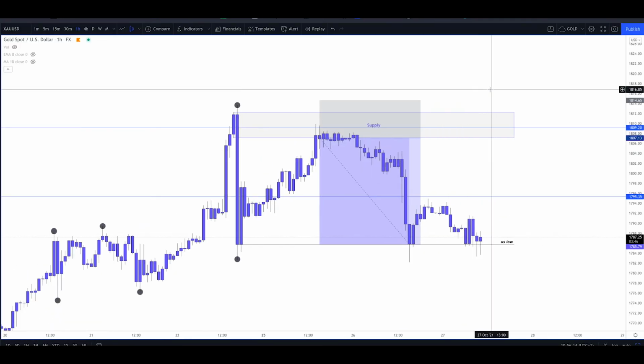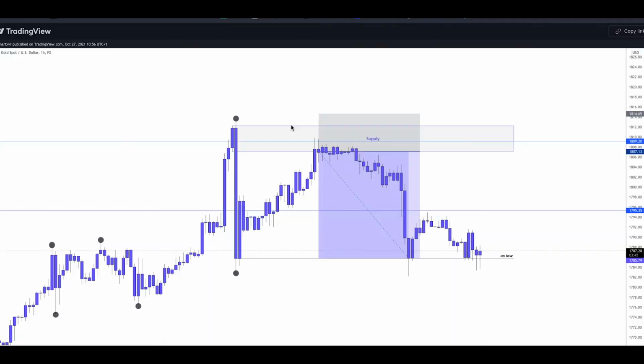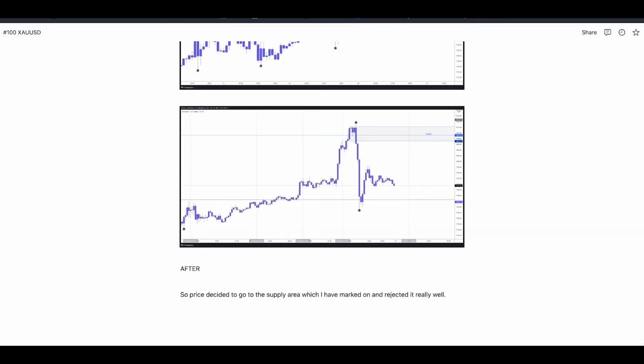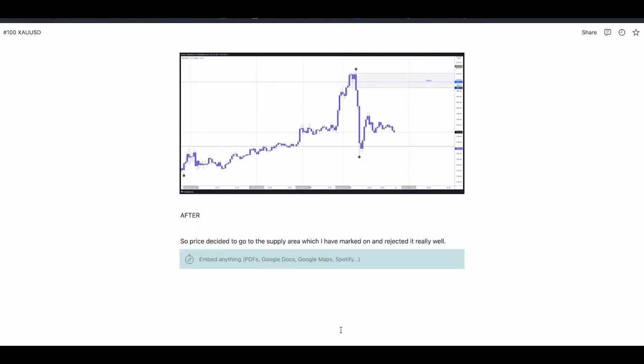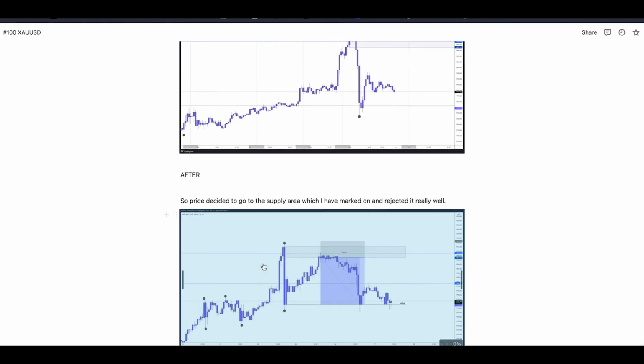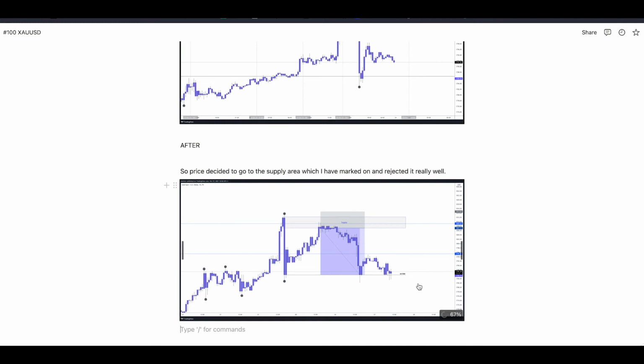Let's go over to TradingView, grab this screenshot, and put it into Notion. So now we have our trade from TradingView as an image in Notion, and we also need to write down our emotions. So price decided to go to the supply area, which I've marked on, and rejected really well.